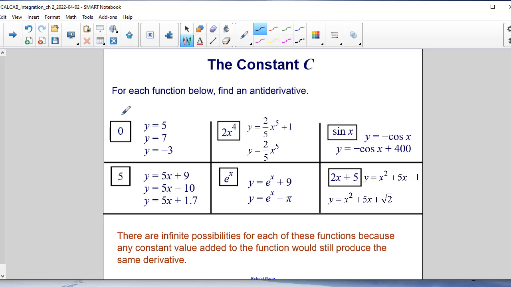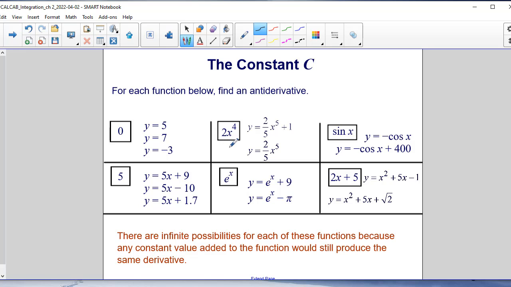Well, here are some options. Y could have been any one of these constants because all of these constants have a derivative of 0. Going down here to 5, it's possible that y could have been 5x plus 9 or 5x minus 10 because all of these functions have a derivative of 5.